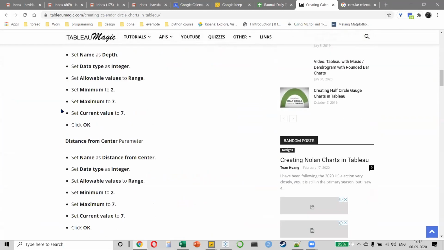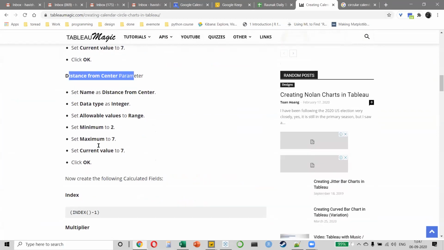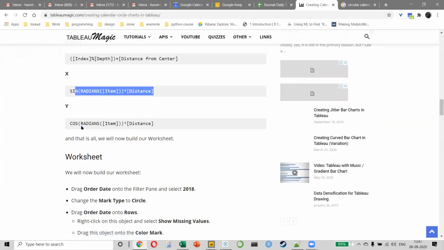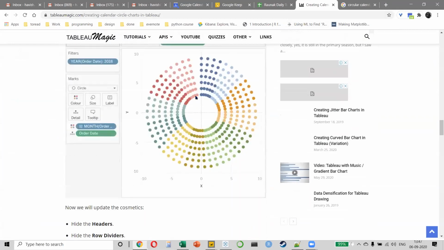Just watch this. You will have to first create all of this. So your depth parameter, your distance from center. Then you have to create your index values. Then you have to create items. Then you have to start working with mathematics, sine and cosine values. After that, you manage to create something like this.